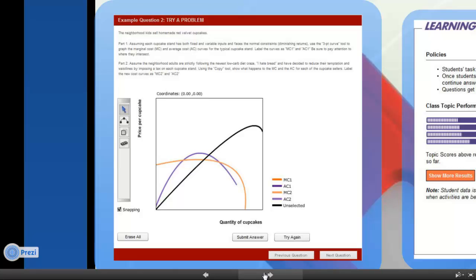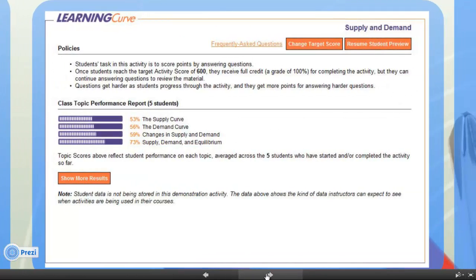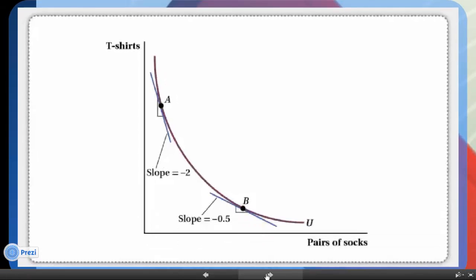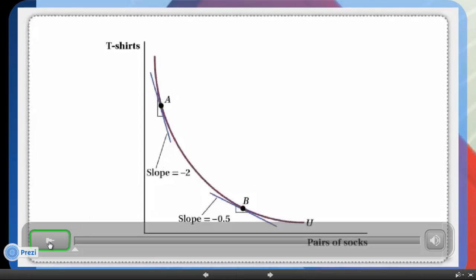Most of these instructors will have never seen Econ Portal before, so your key features to demo are the graphing tool, learning curve, and for the first time, we've got animated e-figures.